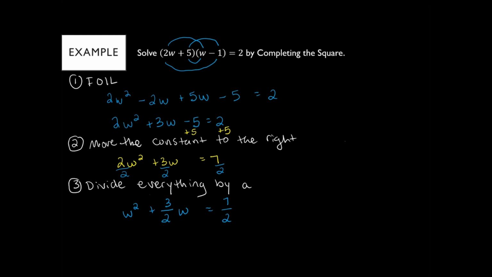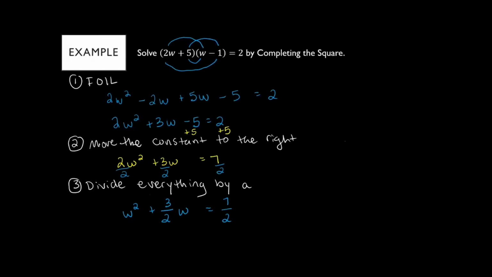So the next step is to do the completing the square step, basically. So I'm going to move on and copy down what we have here. We have w squared plus 3 halves w equals 7 halves. So just copying that down. So step 4, complete the square.